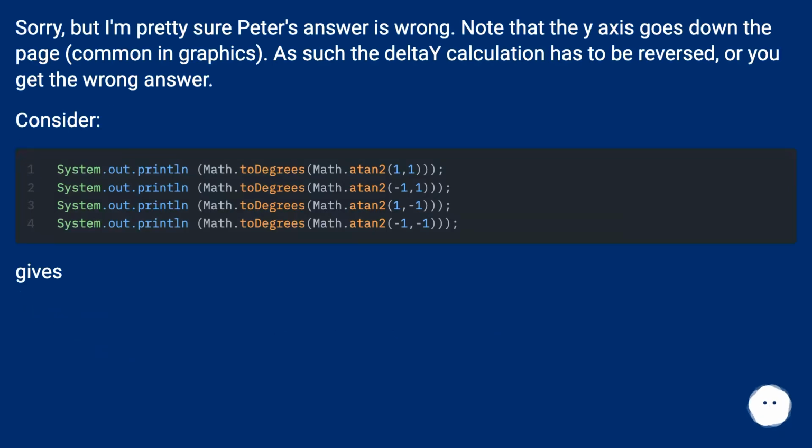Sorry, but I'm pretty sure Peter's answer is wrong. Note that the y-axis goes down the page, common in graphics. As such, the delta Y calculation has to be reversed, or you get the wrong answer. Consider.